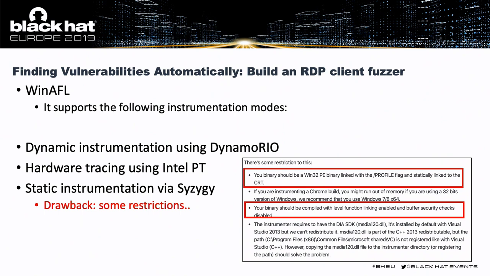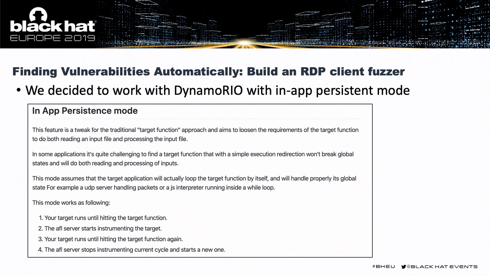The restrictions are as shown in the slide. Your binary should be a Win32 PE binary linked with the profile flag and statically linked to the CRT. And your binary should be compiled with relative function linking enabled and buffer security checks disabled. We decided to work with DynamoRIO with in-app persistence mode.